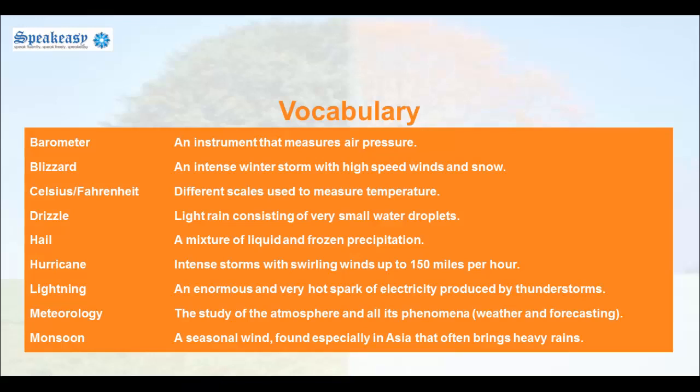Hail, a mixture of liquid and frozen precipitation. Hurricane, intense storms with swirling winds up to 150 miles per hour. Lightning, an enormous and very hot spark of electricity produced by thunderstorms.